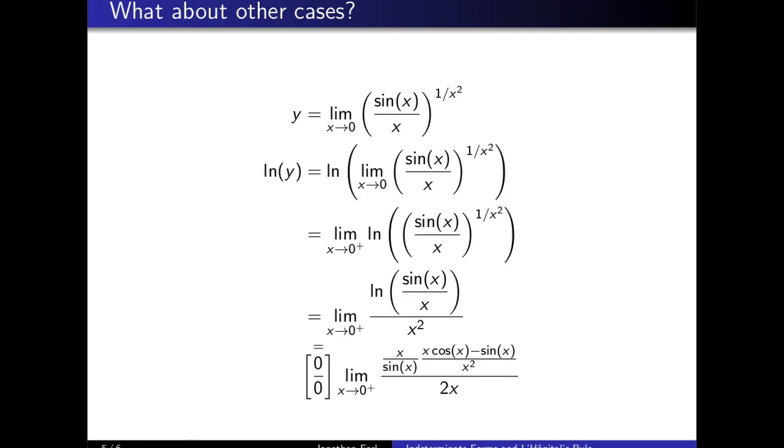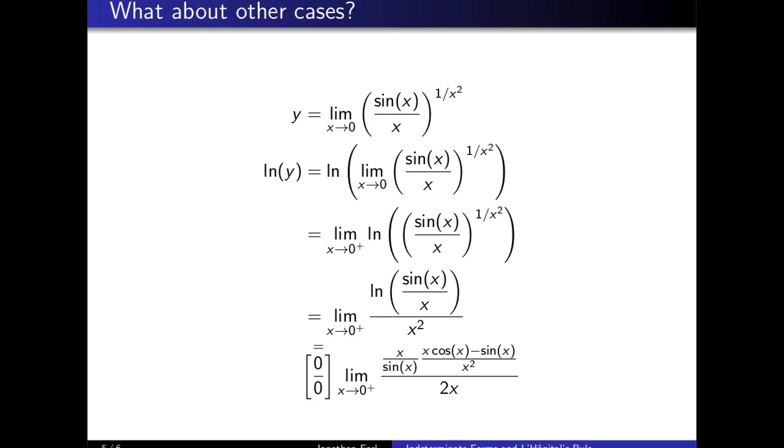And then using our rules for logarithms, we'll pull that 1 over x squared out in front. So we get the limit as x goes to 0 from the right of the natural logarithm of sine of x all over x, and then the entire thing is divided by x squared. Because sine of x over x is going to 1, the natural logarithm of sine of x over x is going to 0 as x goes to 0, and our denominator is clearly going to 0. So at this step, we'll apply L'Hopital's rule because we have something that's 0 over 0.